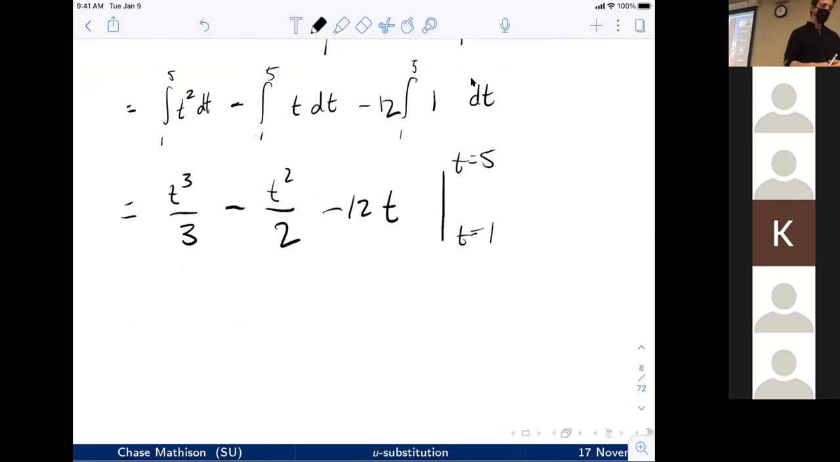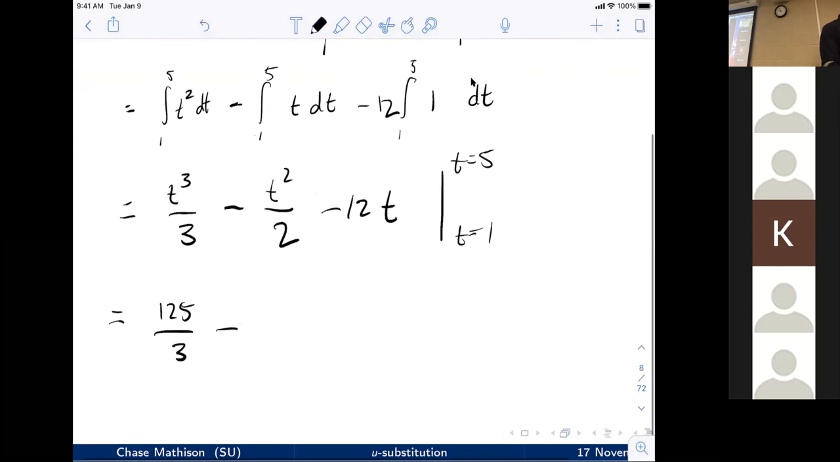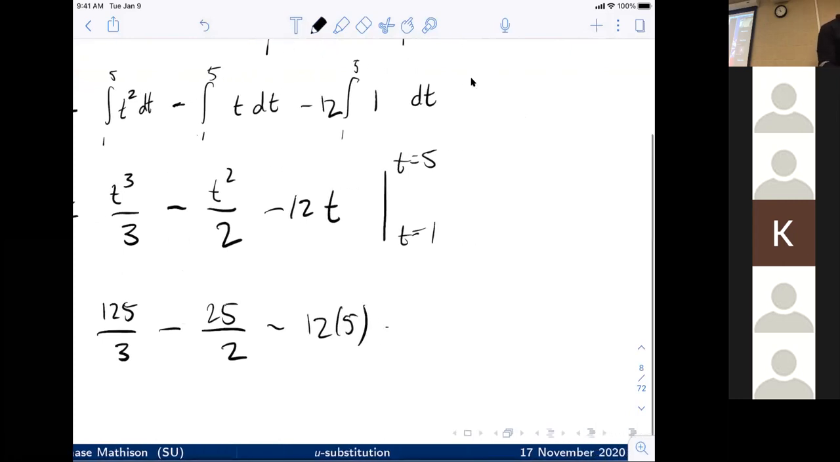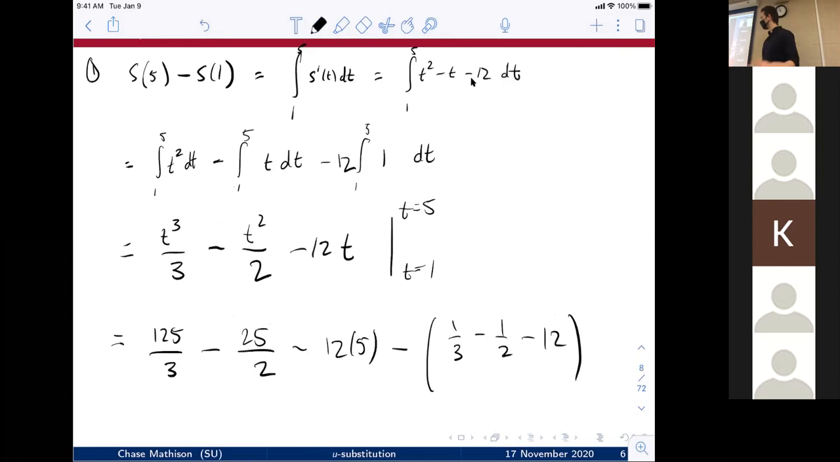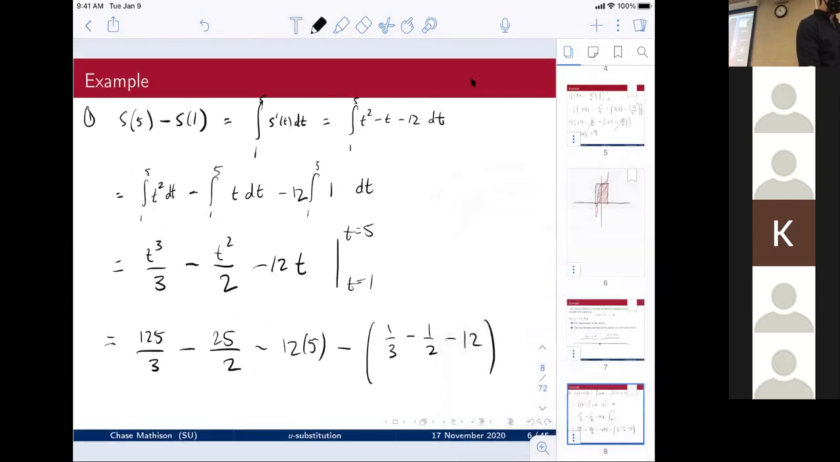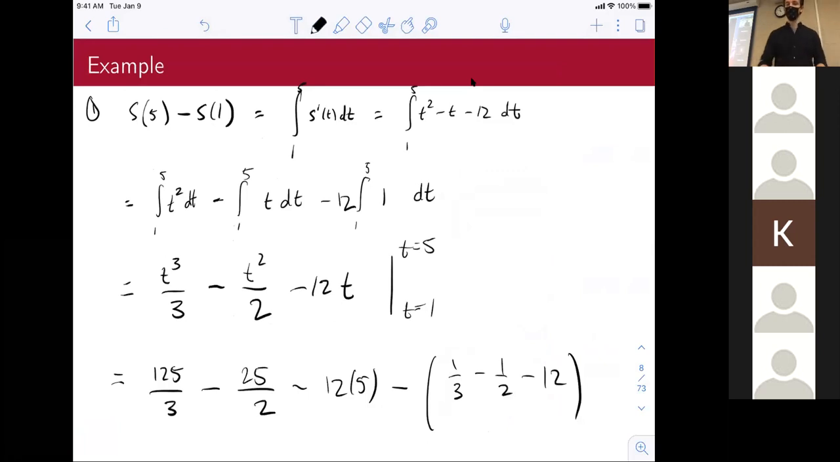So 5 cubed is 125 over 3, minus, when you plug in 5 to t squared, you get 25 over 2, and then minus 12 times 5. Then I will subtract off when I plug in 1. Well, when I plug in 1, I get 1/3 minus 1/2 minus 12. And then the rest is arithmetic. So for time, I'm going to move on to the second part. I'll fill out that actual number after class. But this is really the heart of the problem.